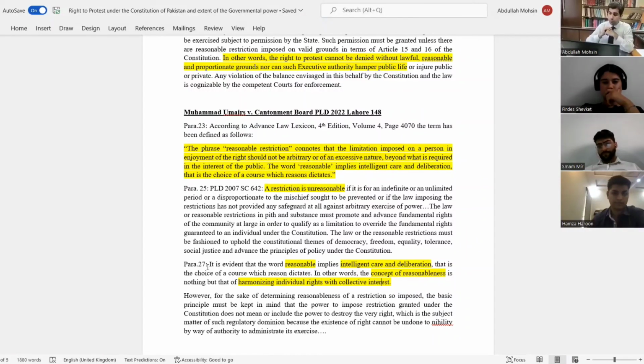So vagueness is there, but of course, I think imposing reasonable restrictions in any case has to be dealt with on a case-by-case basis. But the governmental discretion or the legal power to impose restrictions should be defined narrowly. They cannot be broadly defined, because broad definitions lead to abuse of power and violations of fundamental rights. So I think this will be enough. Do you guys want to add anything? Samam, Hamza, do you want to add anything in terms of what should be there in Pakistan's legal framework?